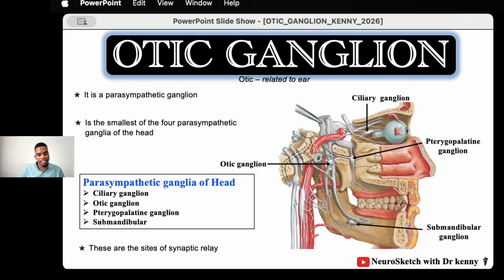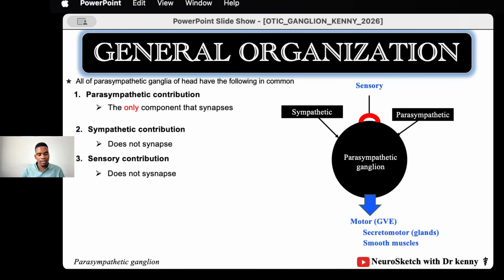All right, so let's discuss the otic ganglion, and I'm taking you back here again. We've said we have three contributions, but two functional contributions. We have sympathetic and parasympathetic, and I want you to note that it is only the parasympathetic that is going to make synapse within this ganglion. The sympathetic will not synapse within the ganglion, and the sensory contribution will also not synapse within the ganglion.